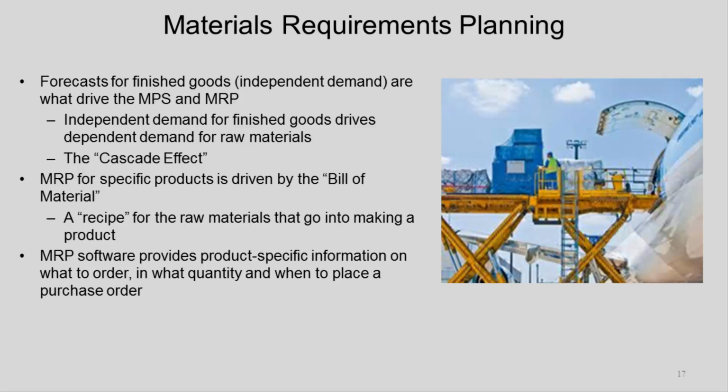MRPs, materials planning for specific products, a pair of shoes, medical CAT scan device, whatever it happens to be. Materials planning for specific products is driven by what's called a bill of material. It's really just a list of all the ingredients and in what quantities those ingredients are needed to make a specific product. So think about it as a recipe for the raw materials that go into making a product. What do we need and in what quantities do we need them?